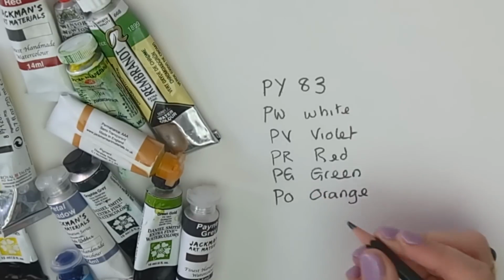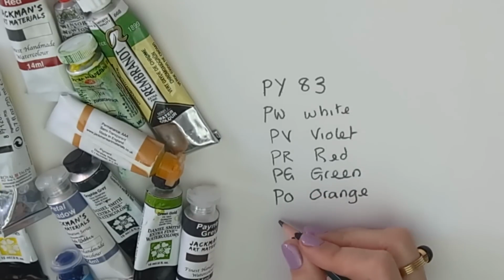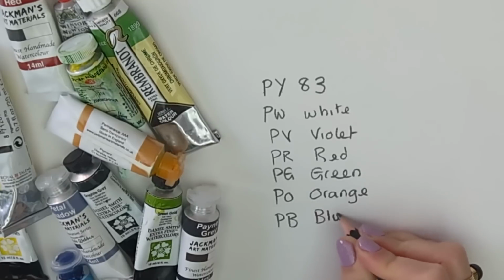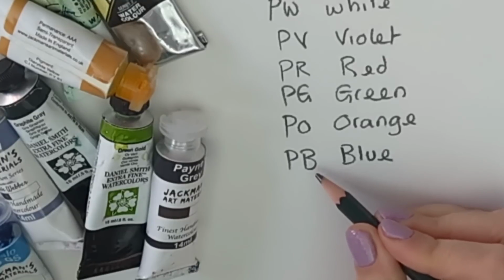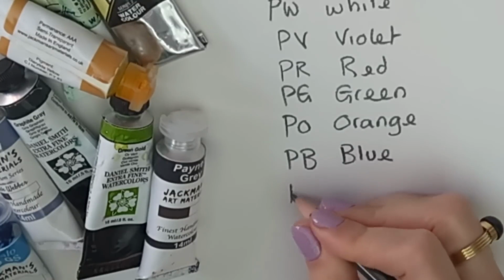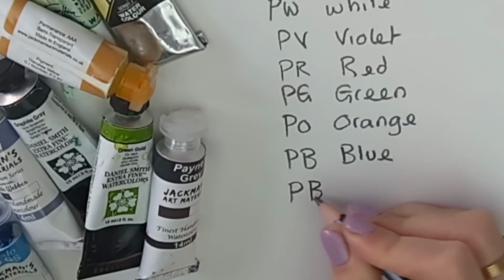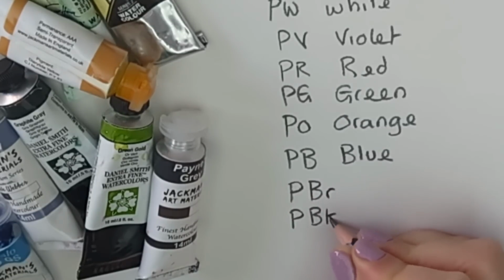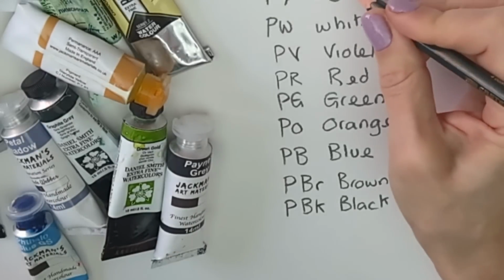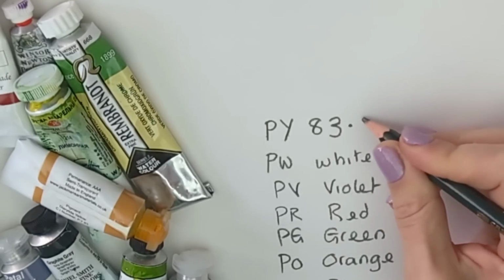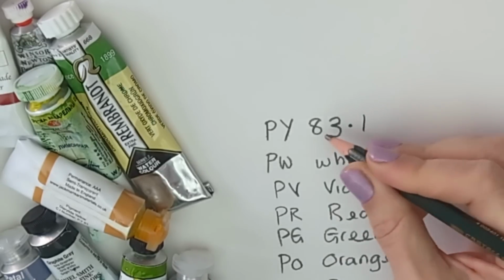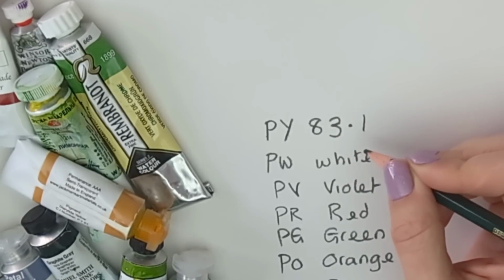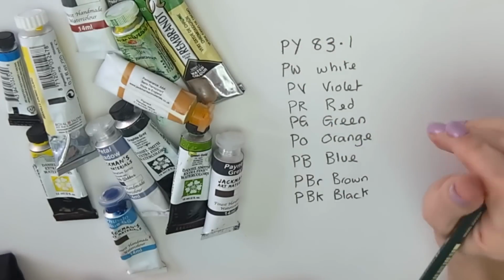Now, the only slight variation in this system, which is pretty easy to remember, is when we come to PB, because although pigment blue is easy to remember, B also stands for brown and black. So these colours are written like this: P, B and a small r for brown, and P, B and a small k for black. You may sometimes see a decimal point after a number and another number. This is just a further difference between the type of pigments, a further categorization. So let's talk about what people get wrong about pigment numbers.